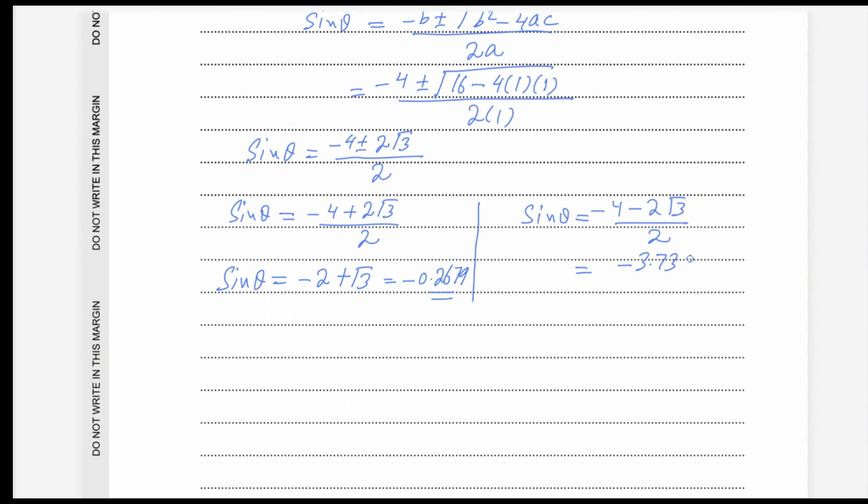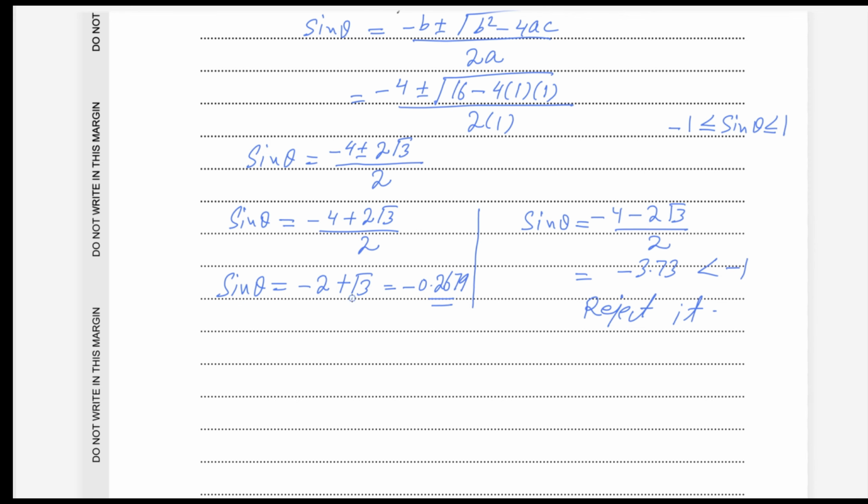If you remember the values of sine, the minimum value for the sine function is minus 1 and the maximum value is 1. This is the range of the values of sine. But this value is smaller than minus 1. Therefore you can reject it, we cannot solve it, so we'll reject this part. Our solution will be from here.